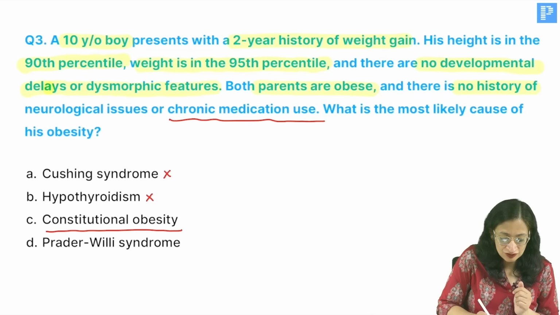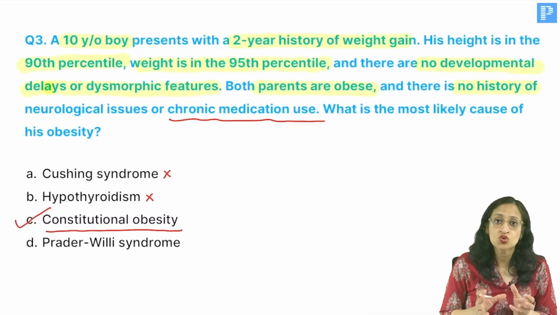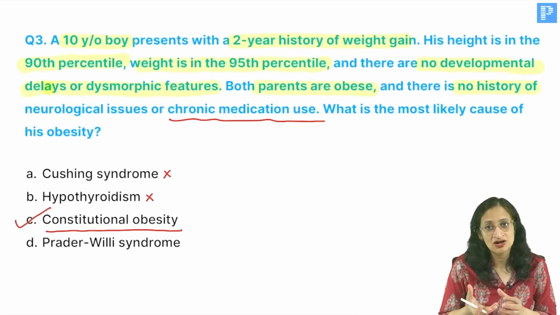Constitutional obesity definitely seems to be the most probable answer. Constitutional or familial obesity. It is also called exogenous obesity. Here, what happens is the parents are also obese, and mostly it is related to lifestyle factors like excessive intake of junk food, less physical activity, and so on.